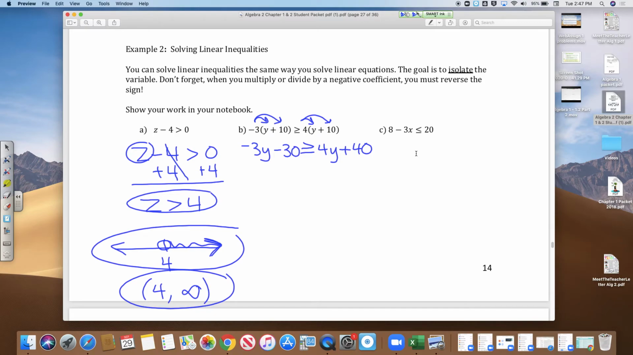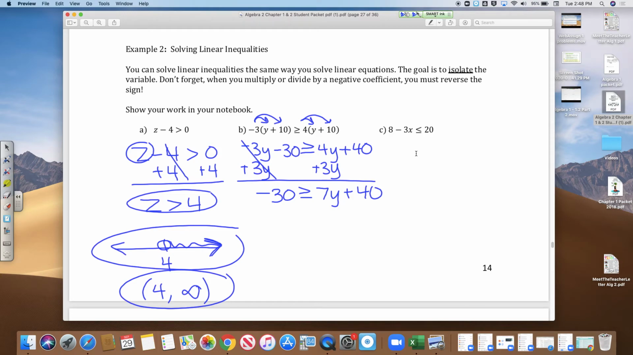Now we have variables on both sides. It's up to you what you would rather do. I personally would rather add 3y to both sides, so I have a positive number of y's, but you could subtract 4y if you would prefer the y's to be on the left-hand side. It doesn't matter. I'm going to add 3y to move them all to one side and see what happens. Those cancel out. I'm left with negative 30 is greater than or equal to 7y plus 40.